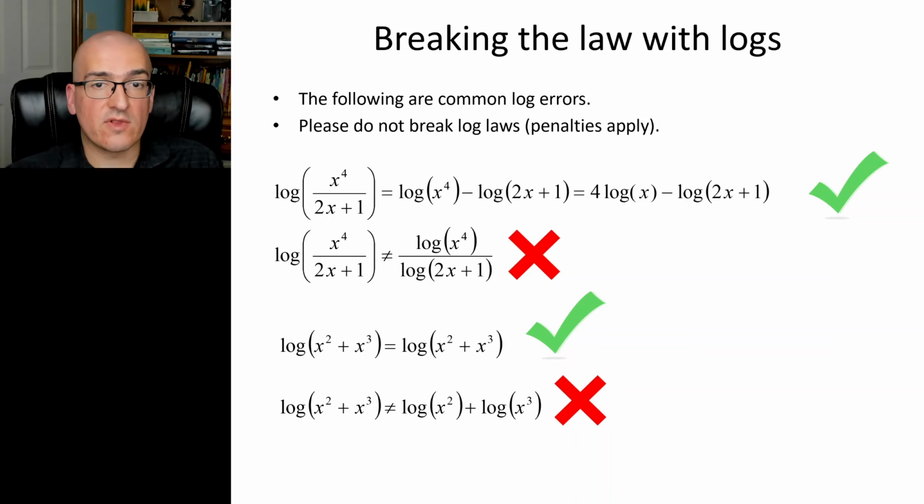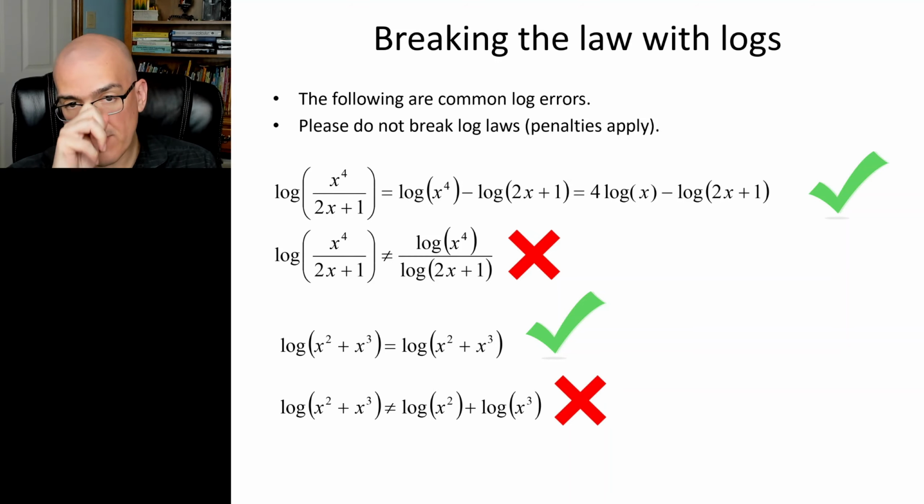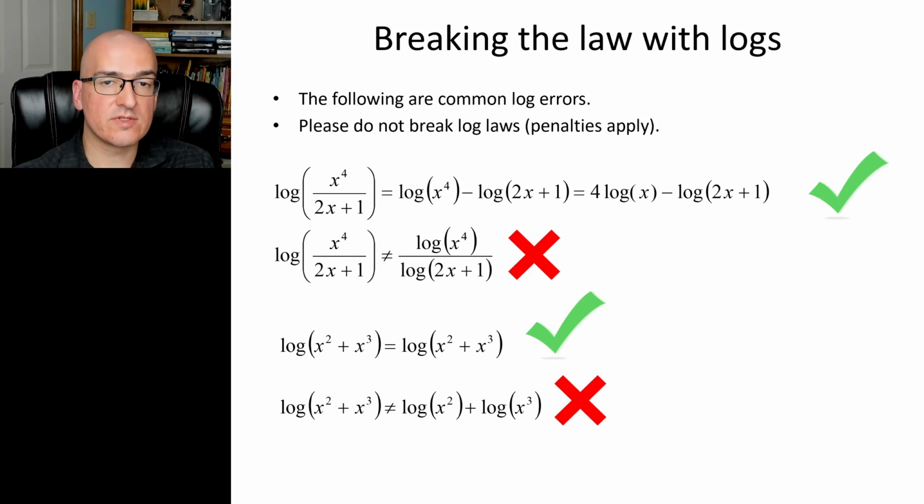Likewise, if you have the log of two things added together and you leave it alone, you're doing something good. You're not supposed to split it up. You could not say that the log of a plus b is equal to log of a plus the log of b. You cannot say that the log of x squared plus x cubed is equal to the log of x squared plus the log of x cubed. And it doesn't matter what the base is. It's just never true. Be on the lookout for these two types of errors.